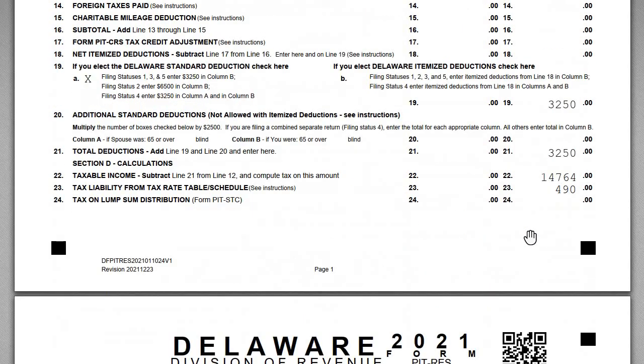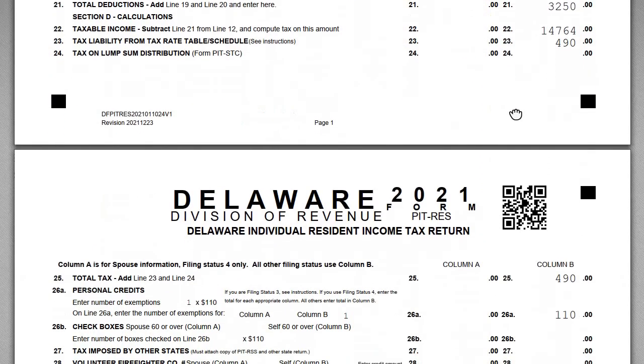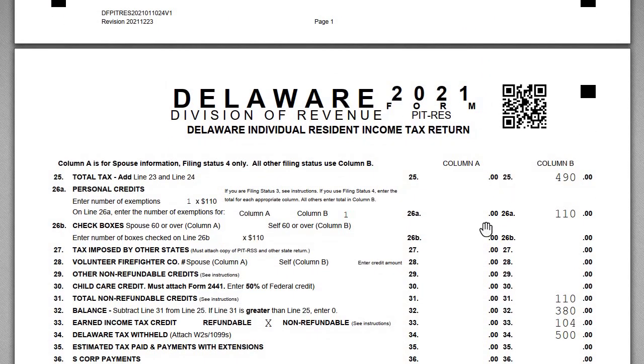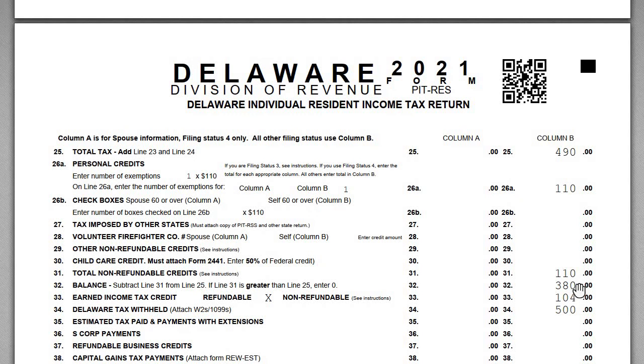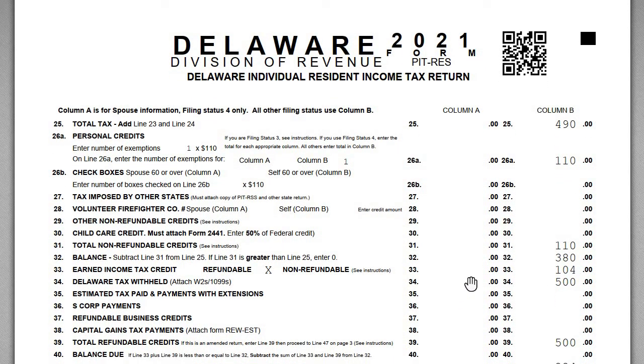Now, once he's got those completed, his total tax liability is $490. And then he gets a personal exemption, one exemption, because he's a single filer, for $110. So the net amount that he's going to owe before we calculate any credits is going to be $380. All right, and now that's important because Delaware's EIC is both refundable and non-refundable. So it's non-refundable if he doesn't have sufficient tax liability to cover the actual credit itself.